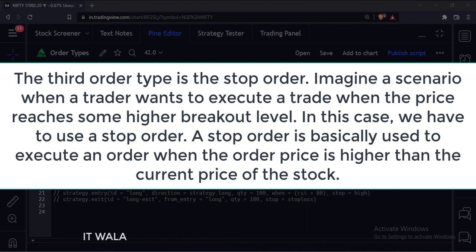The third order type is the stop order. Imagine a scenario when a trader wants to execute a trade when the price reaches some higher breakout level. In this case, we have to use a stop order. A stop order is basically used to execute an order when the order price is higher than the current price of the stock.